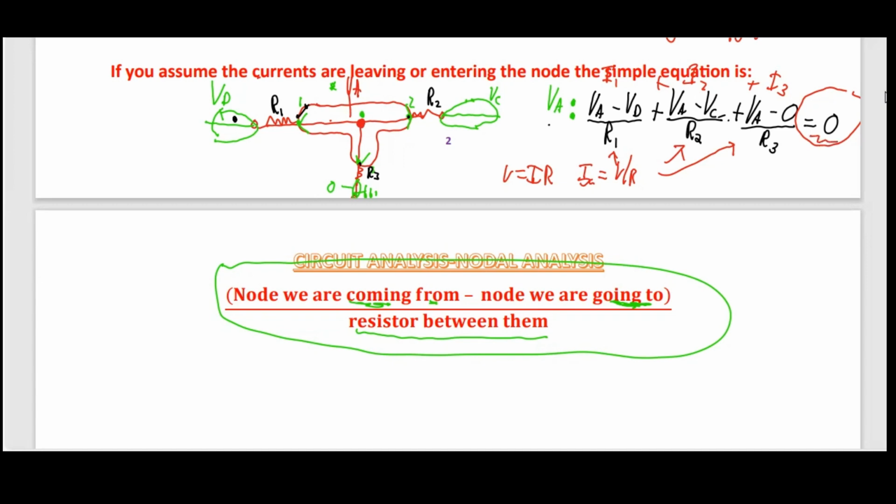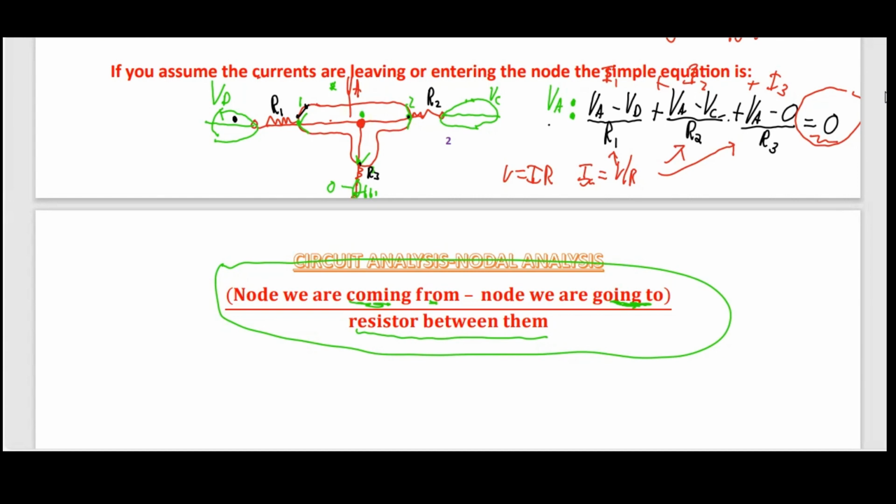If you leave this out, it's no longer an equation, it's an expression. Remember from maths, if you don't have an equal sign, it's an expression. If you have an equal sign, it's an equation. It's a nodal equation, so it must have an equal sign, and it will always equal 0. All right? So that's how it works.